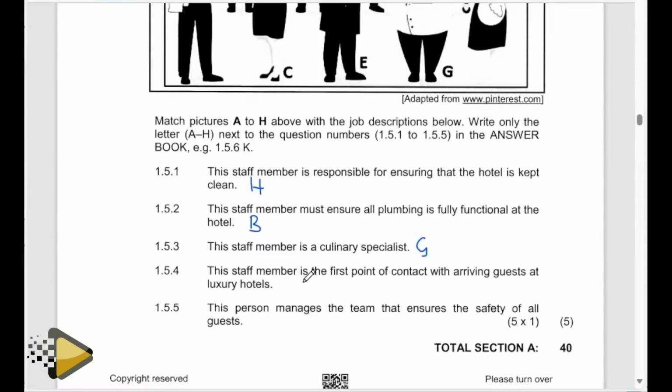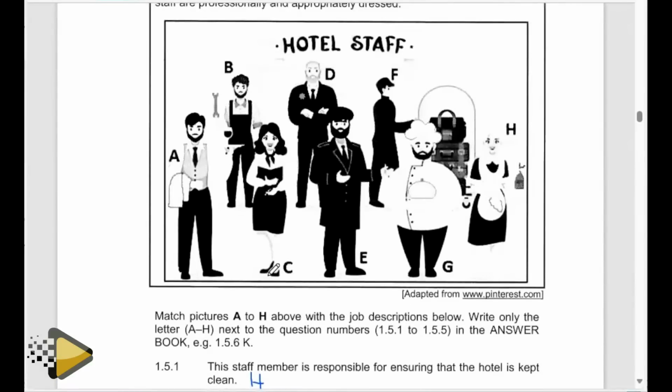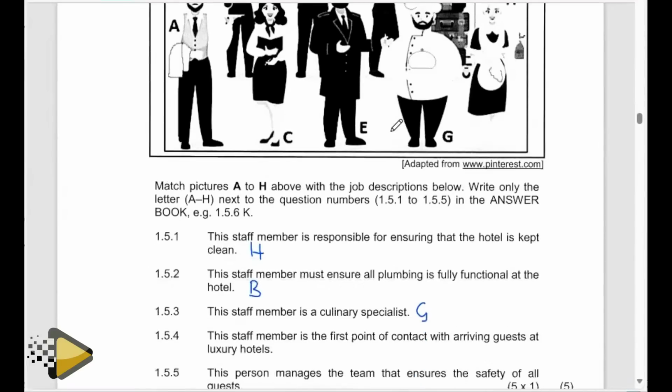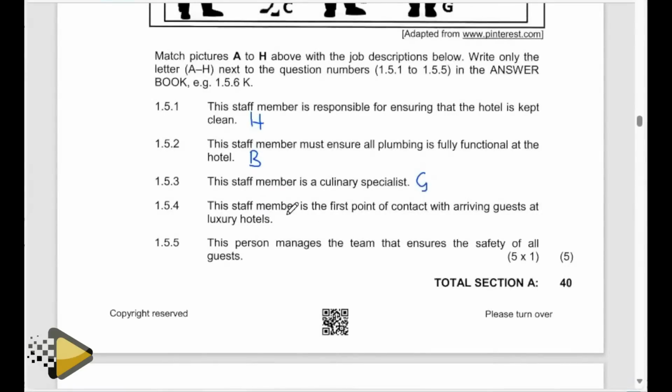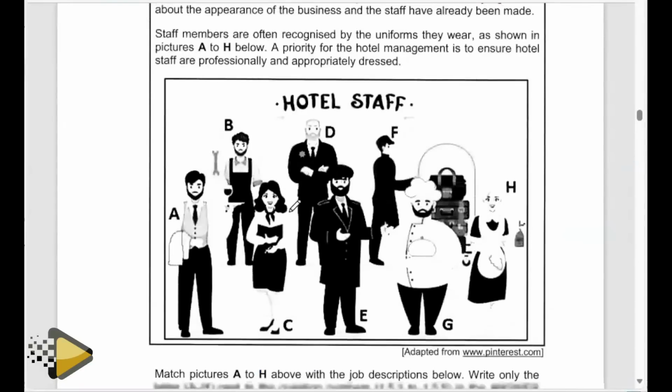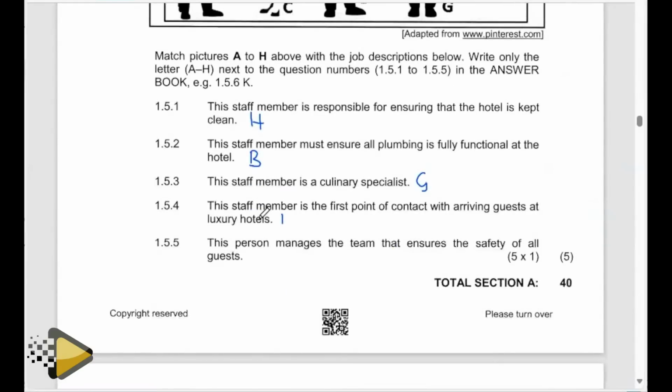Then this staff member is the first point of contact with arriving guests at luxury hotels. So the moment you arrive at a luxury hotel, you come across someone who is known as a porter. So the letter F represents a porter who is the first point of contact. He's responsible for carrying the goods or the baggage of the guests. So the correct letter for porter would be the letter F.